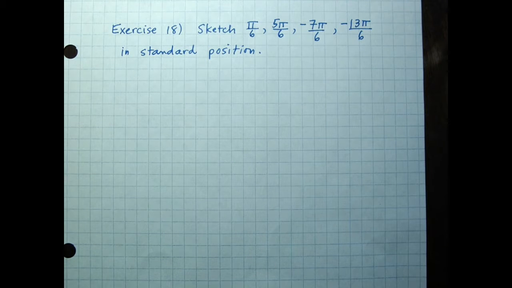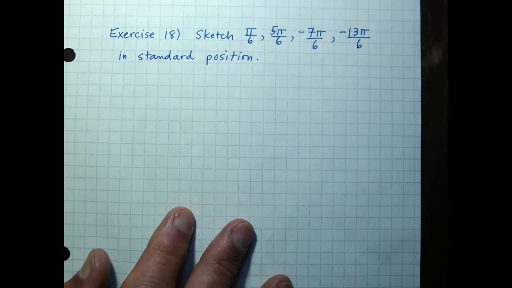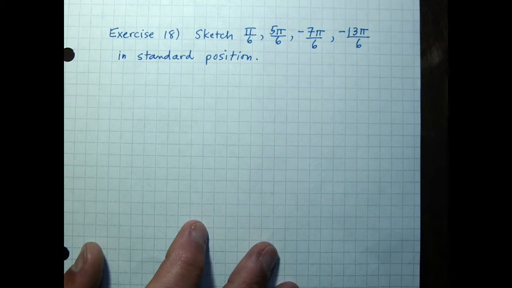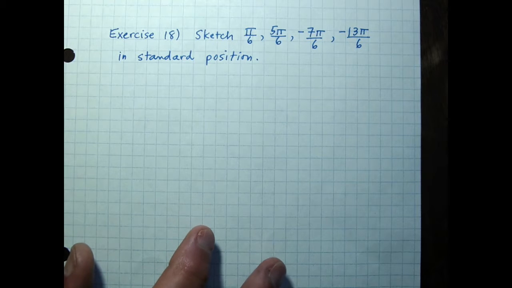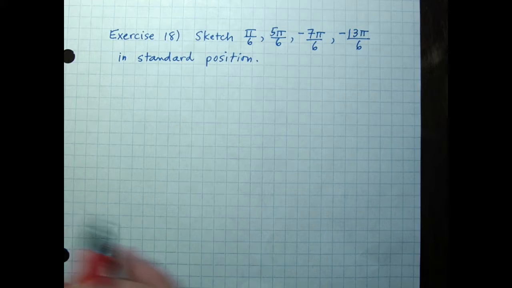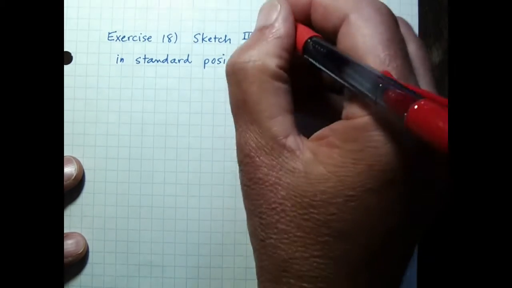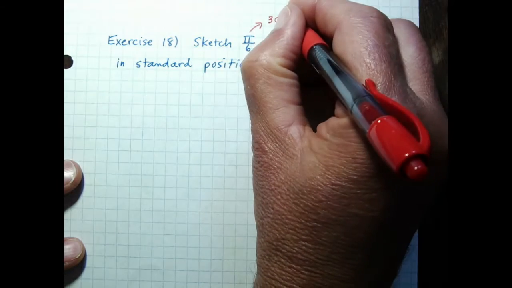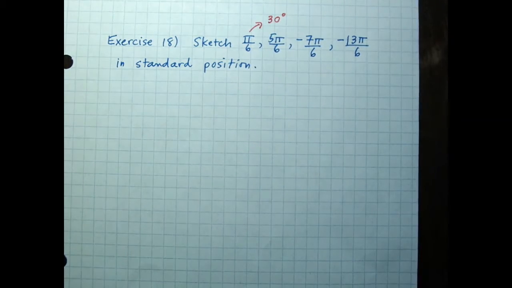So we're going to sketch a few more angles in standard position from radian measure. And in exercise 18, we're going to sketch pi over 6, 5 pi over 6, negative 7 pi over 6, negative 13 pi over 6. These are all multiples of pi over 6. And we know that pi over 6 is just another way of saying 30 degrees, right? We got to keep pi over 6 and pi over 3 straight. Pi over 6 is 30 degrees.